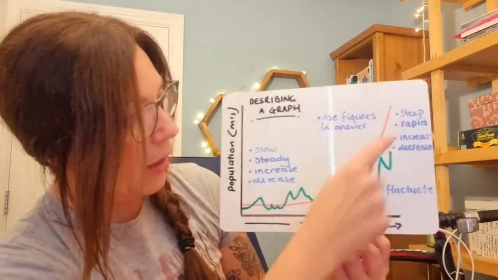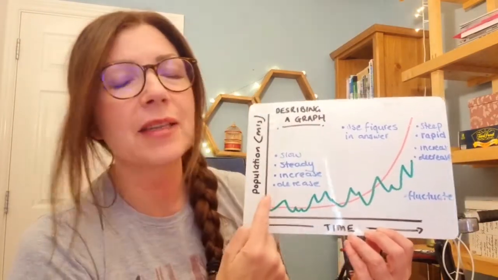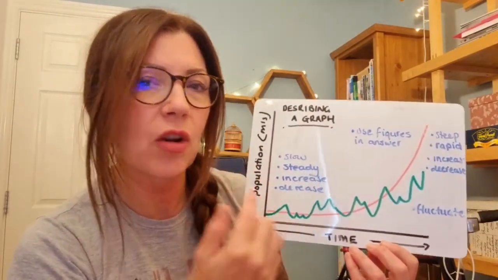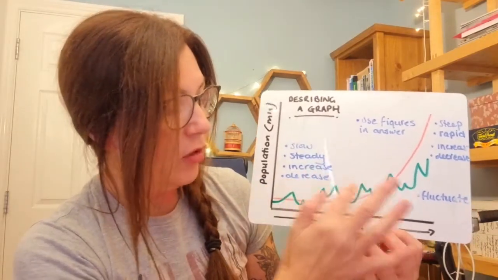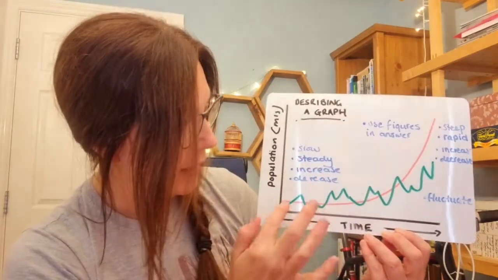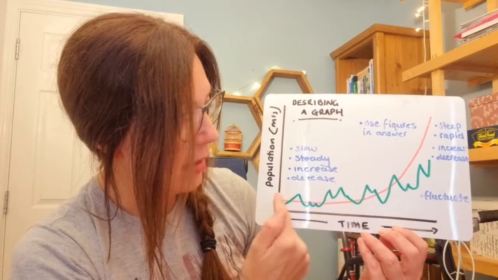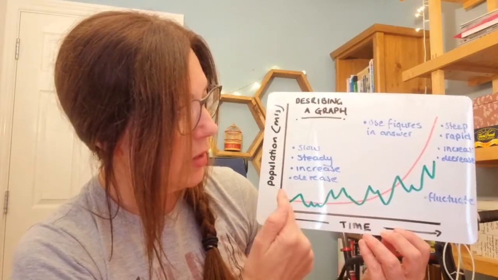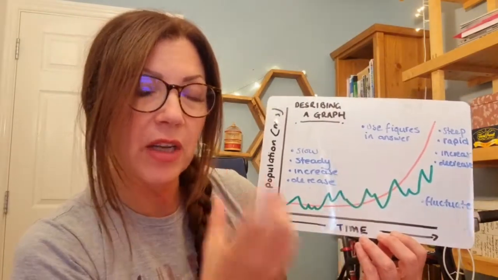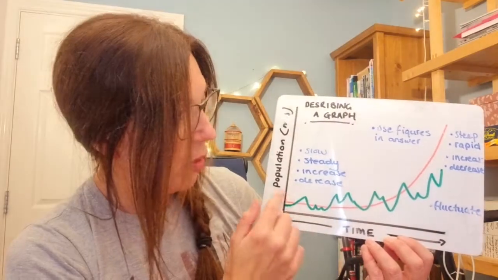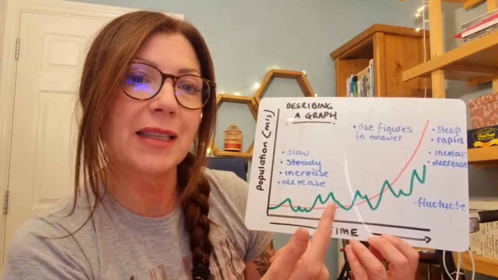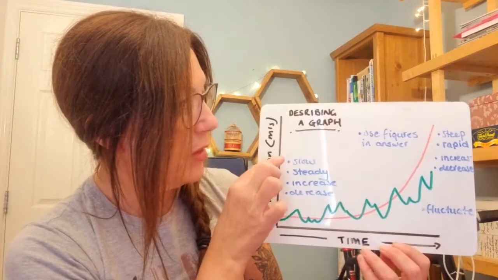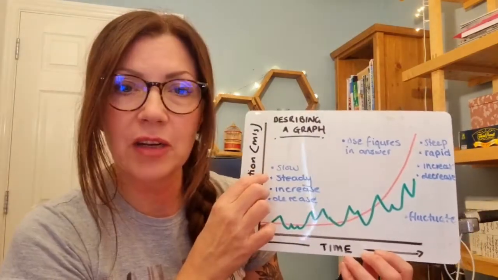So if you start with the red line at the bottom here, this represents population growth from about 1800 to about 1900, so about 100 years. And we can see here that the red line is just going very slowly up. So there's a steady or a slow increase. So we could use those key terms. Or it might be that it is decreasing, but in this instance, it's increasing.